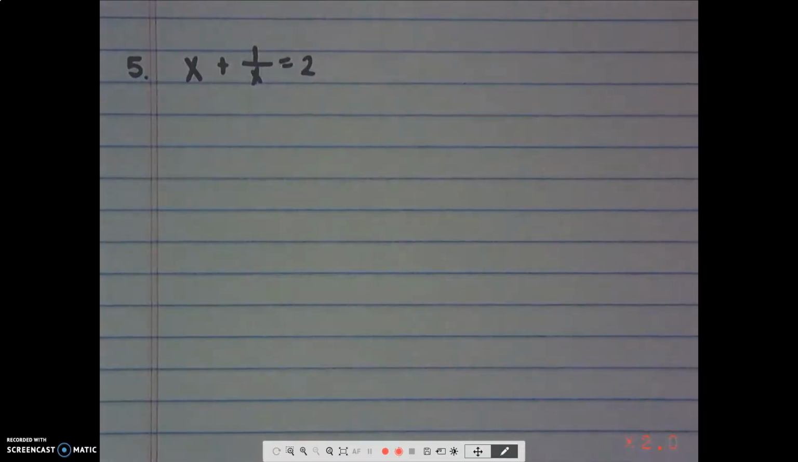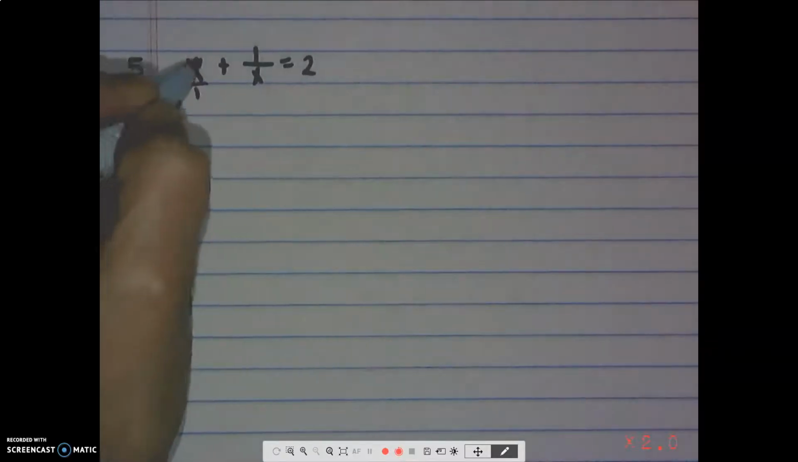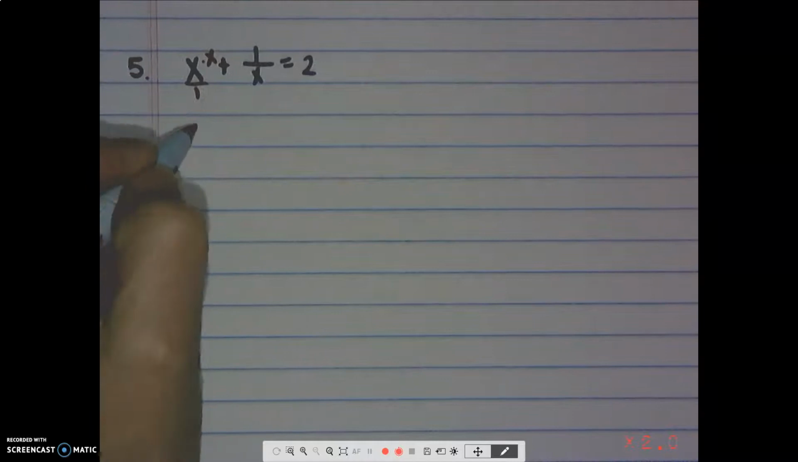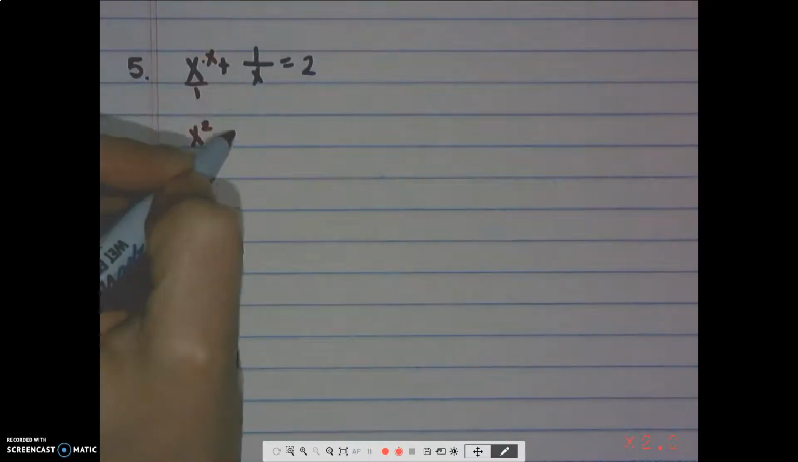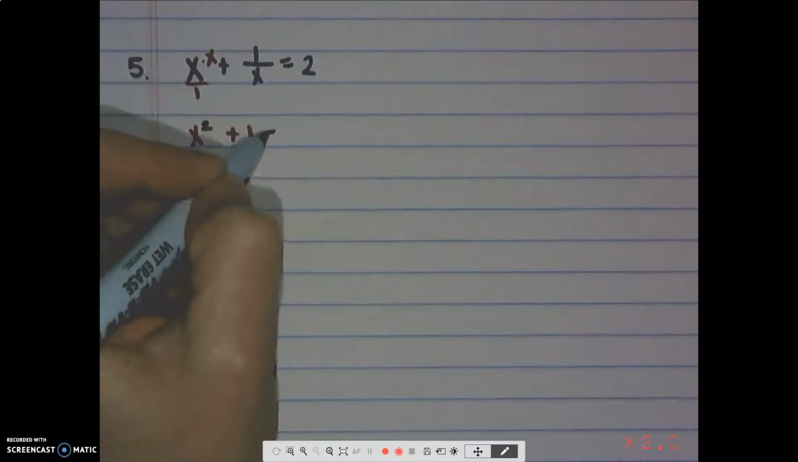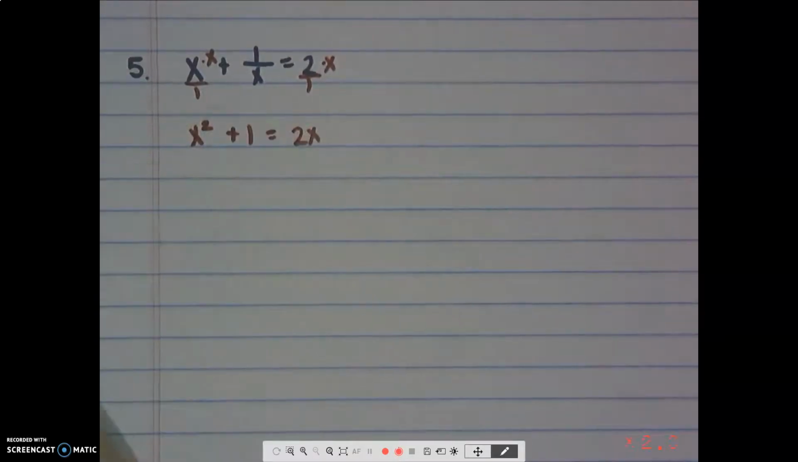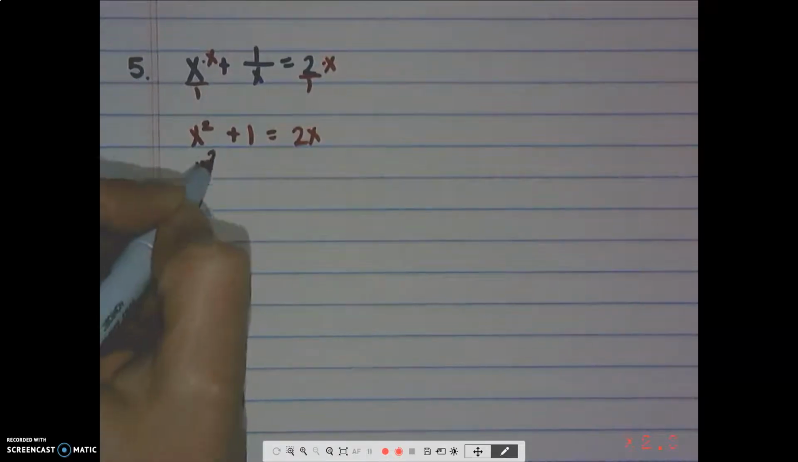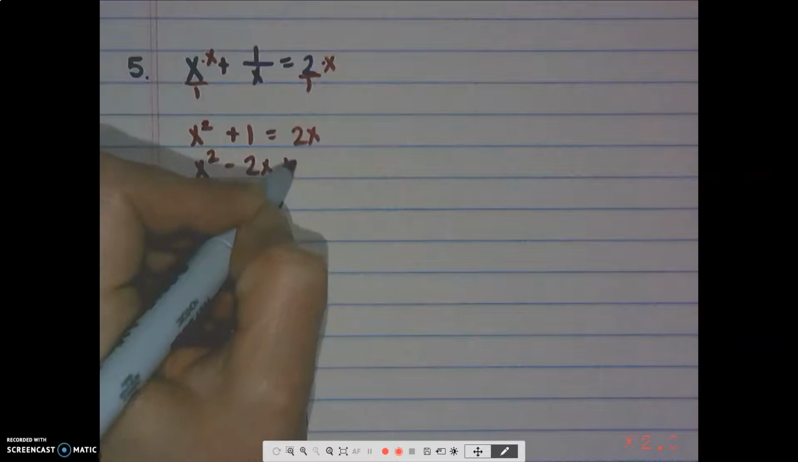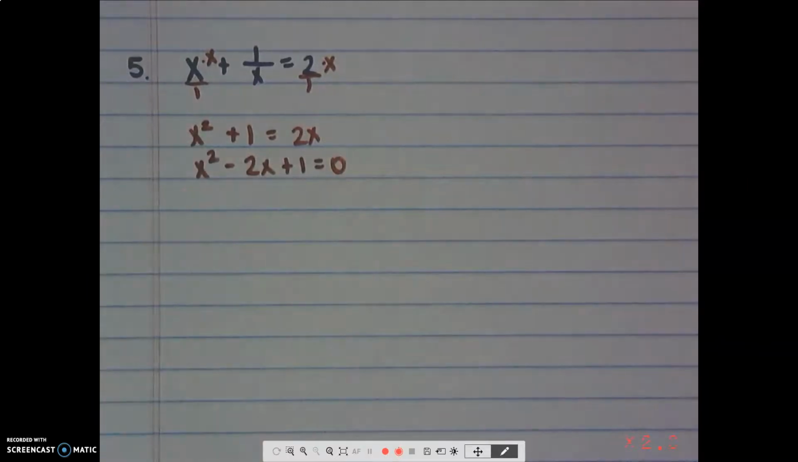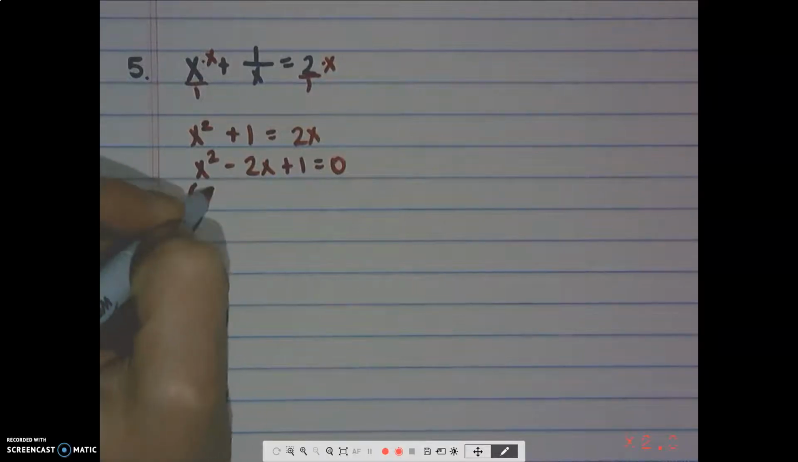Okay, so in this case, our common denominator for all of these would be x. So the first fraction is missing x. So it's going to give us x squared. Second fraction isn't missing anything, so that's 1. And then the third fraction is also missing the x, so that would equal 2x. All right, we're going to get them in standard form here, so we're going to move those x's over by subtracting them. And now we have x squared minus 2x plus 1 equals 0, so we're able to factor this.